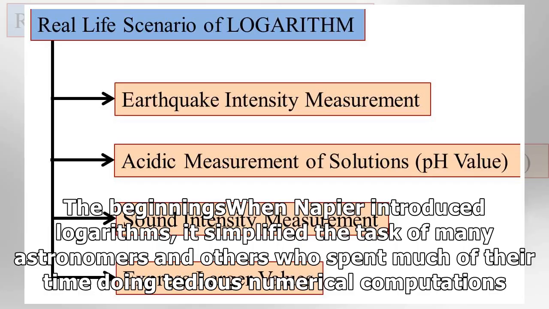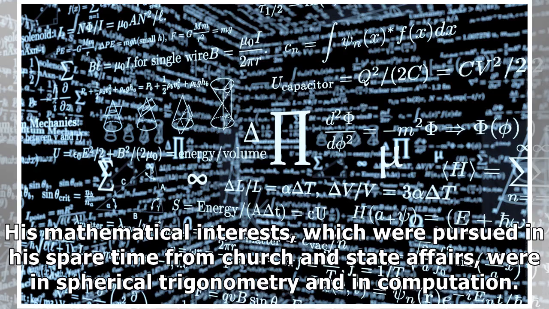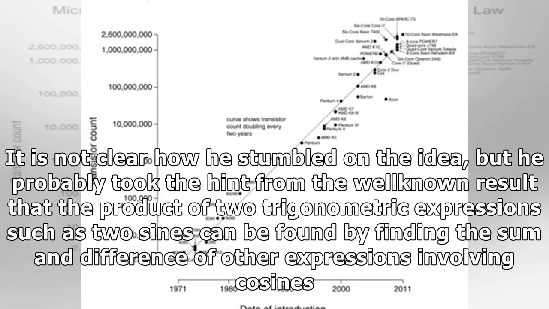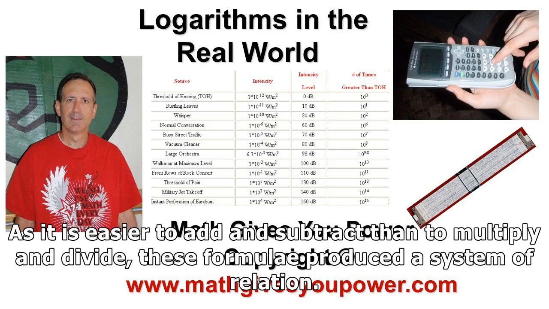The beginnings. When Napier introduced logarithms, it simplified the task of many astronomers and others who spent much of their time doing tedious numerical computations. His mathematical interests, which were pursued in his spare time from church and state affairs, were in spherical trigonometry and in computation. It is not clear how he stumbled on the idea, but he probably took the hint from the well-known result that the product of two trigonometric expressions such as two sines can be found by finding the sum and difference of other expressions involving cosines. As it is easier to add and subtract than to multiply and divide, these formulae produced a system of relations.